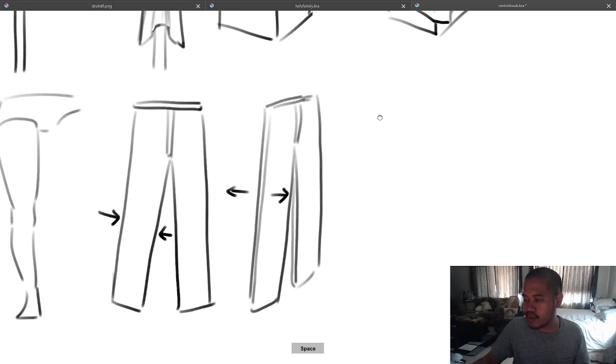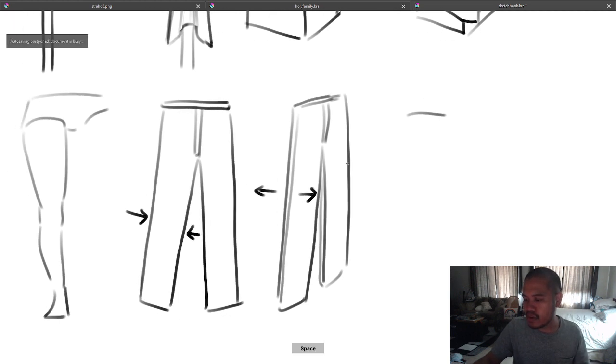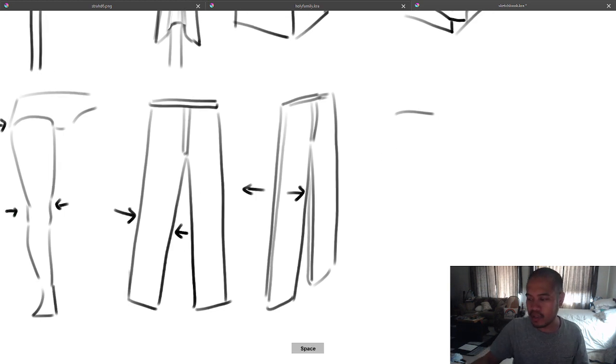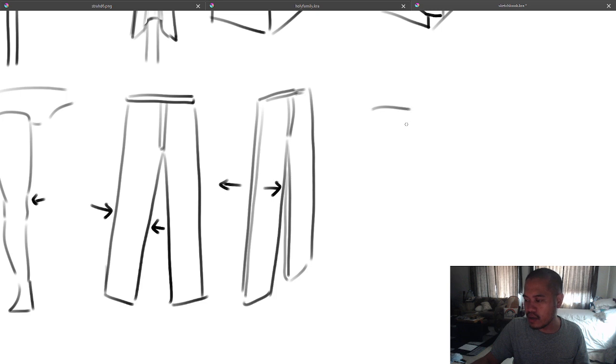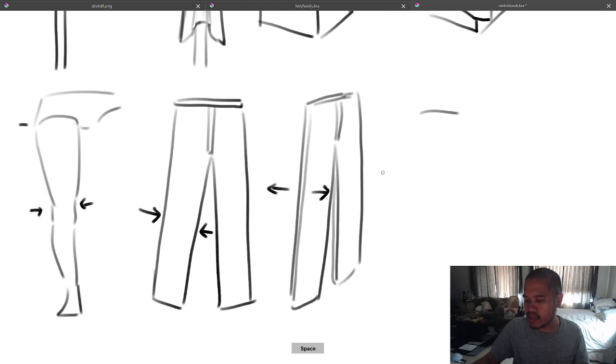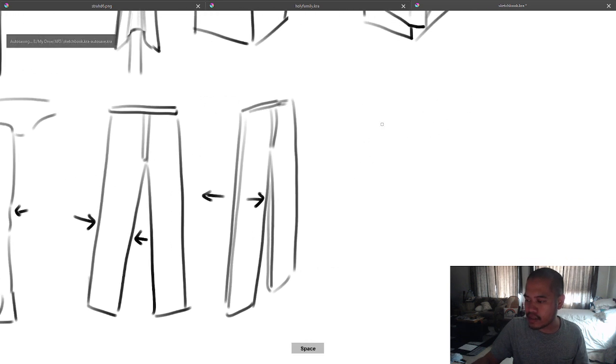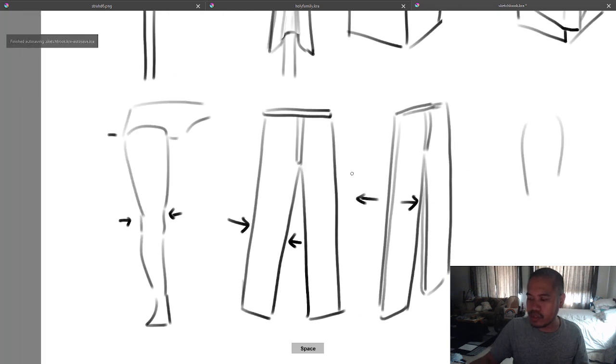So there would be some folding around the thin parts of the leg, and maybe some stretching around the thicker parts of the leg. It really depends on how thick the pants are. But let's draw a leg, and let's try to imagine the pants falling around it. Well, I'll do it here first.